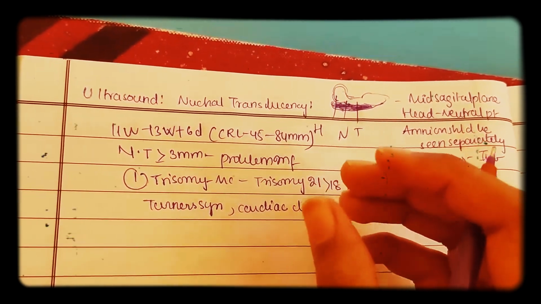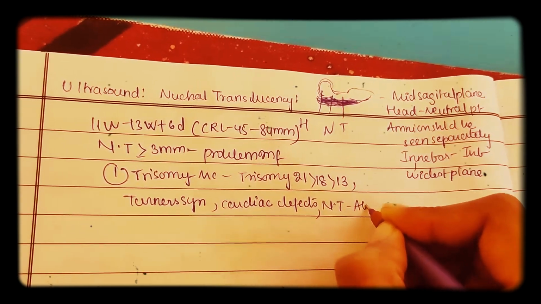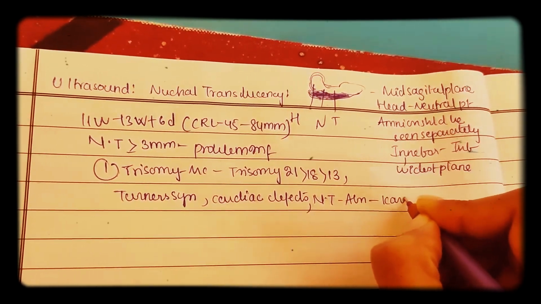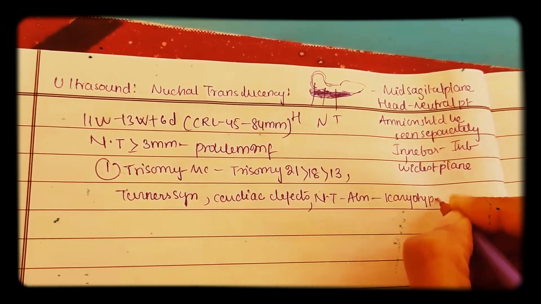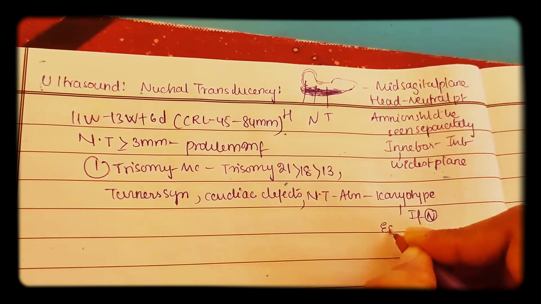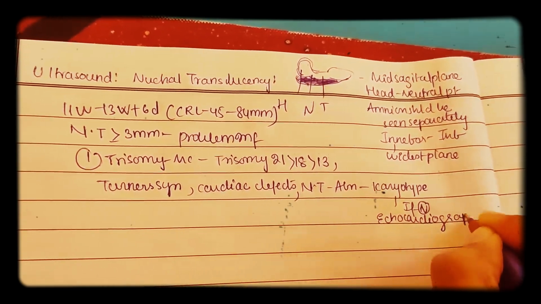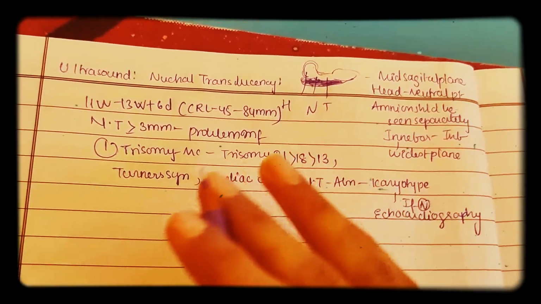and when the nuchal translucency is abnormal, you should go for karyotyping, and if normal, then we need to do echocardiography. So what I am saying, let me repeat it again.